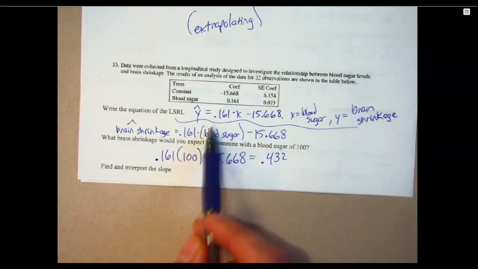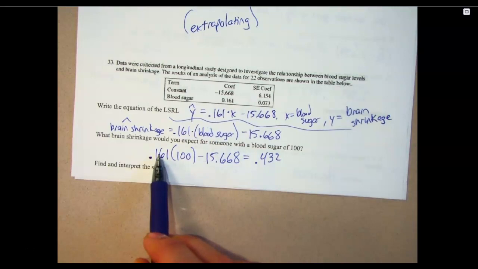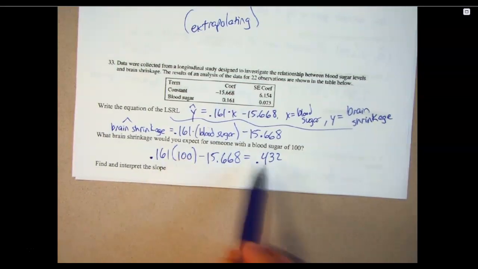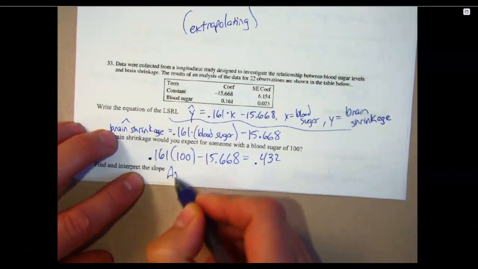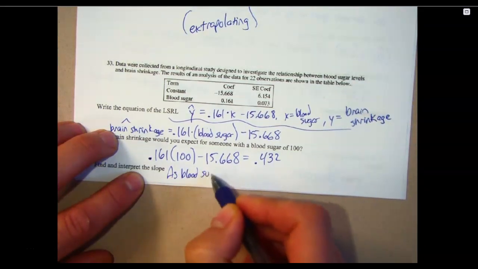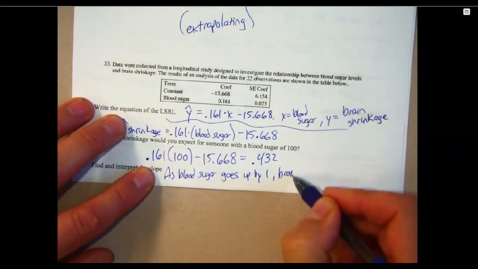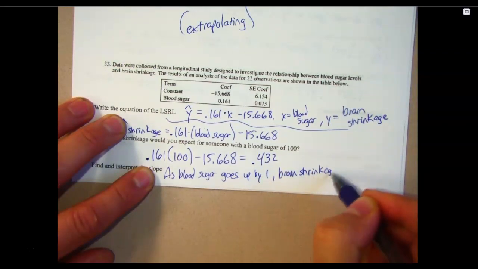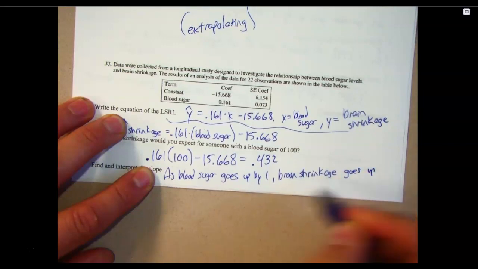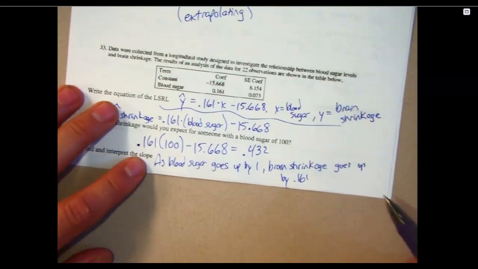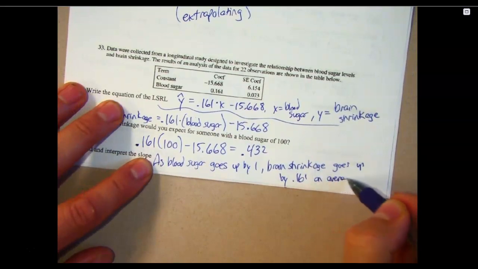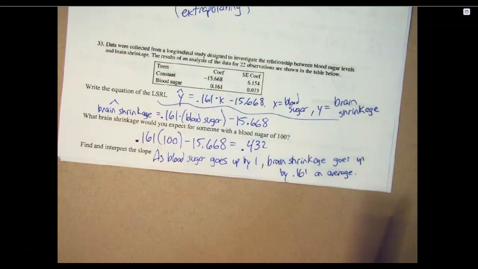Here's your two equations. You can write either way. For the expected one, you plug in 100 for blood sugar, and I got 0.432. You guys get the same thing? Then find and interpret the slope. As blood sugar goes up by 1, brain shrinkage goes up, I'm sorry, by 0.161. I forgot to put we expect, so I'm going to fix it by saying on average at the end. That works too, just a different way to say the same thing. I should have said we expect, but on average works as well. Or we predict. All got the same thing. And I'm never eating sugar again.